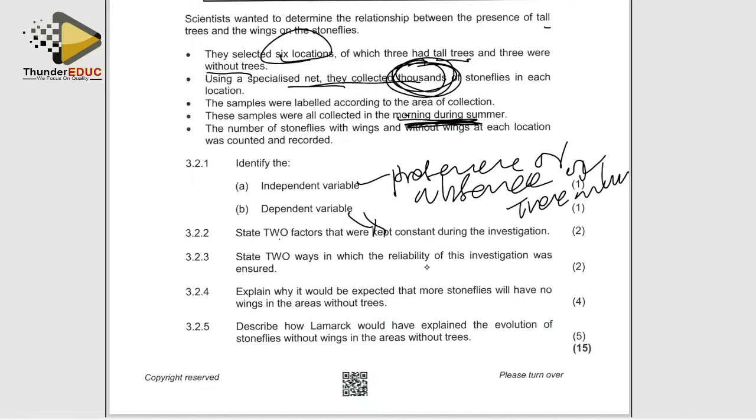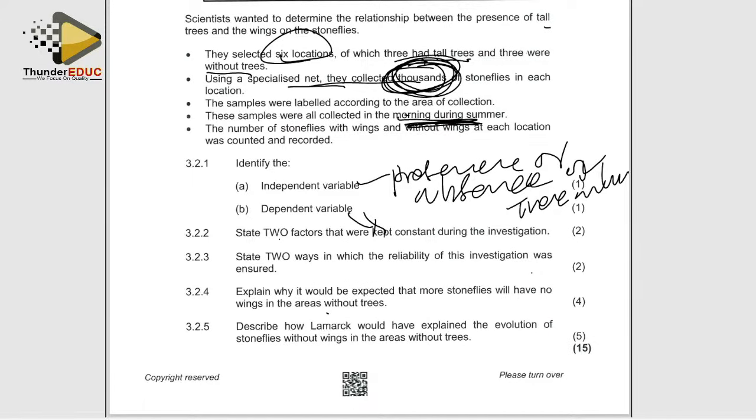State two ways in which the reliability of this investigation was ensured. So standardized data collection, it is just a standard. The way you are collecting data is the same, so that increases reliability, and also replication, using thousands of individuals. So in this case, you would have expected more stoneflies with no wings in the area without trees.